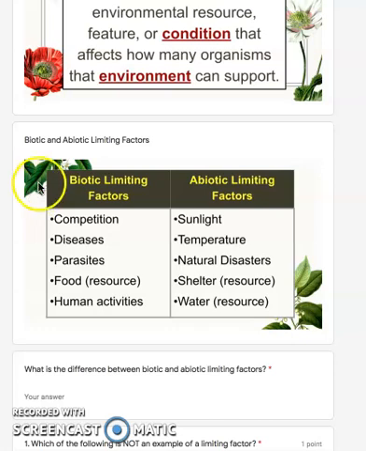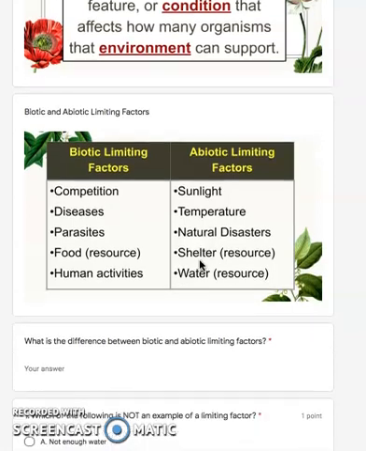So examples of biotic or living things that can affect how many organisms there are in an environment are competition, disease, parasites, food, and human activity. And then abiotic limiting factors are sunlight, temperature, natural disasters, shelter, and water.